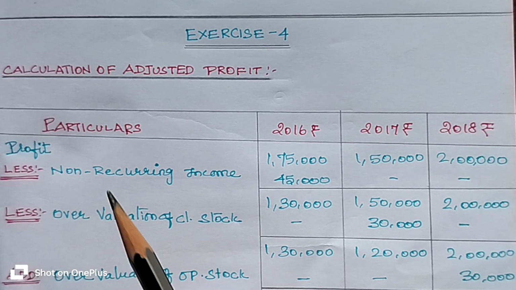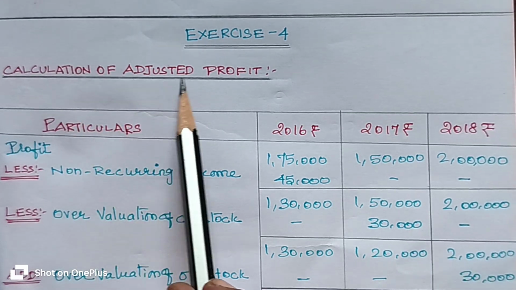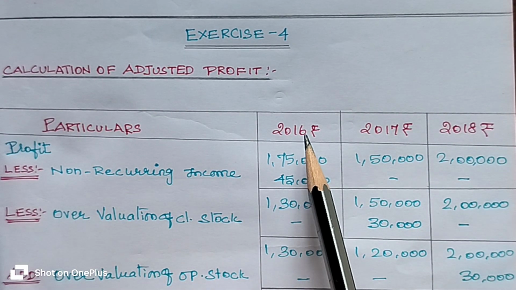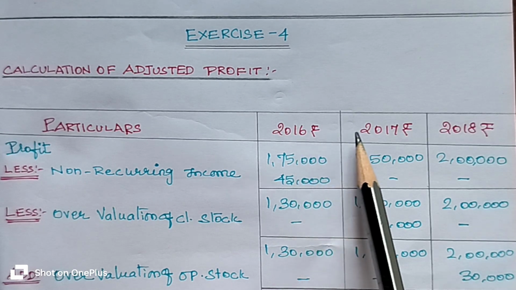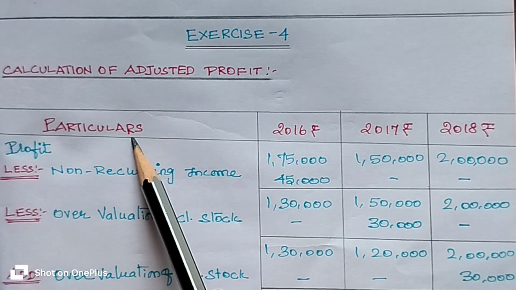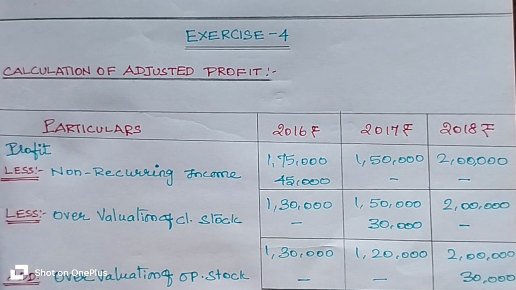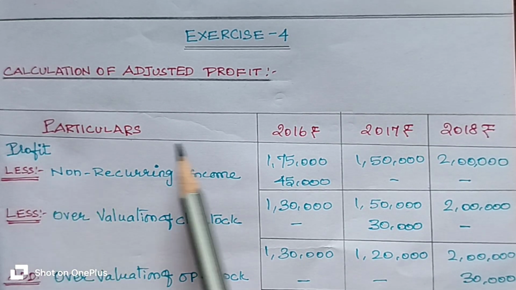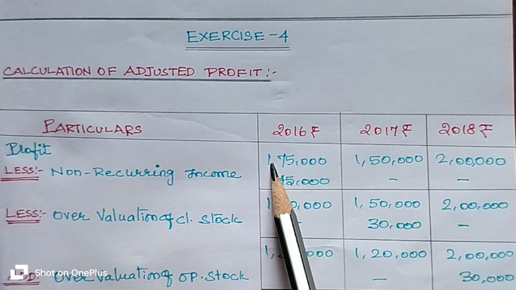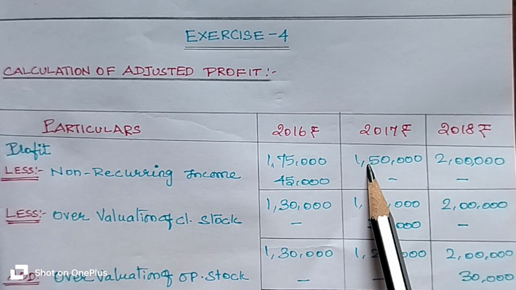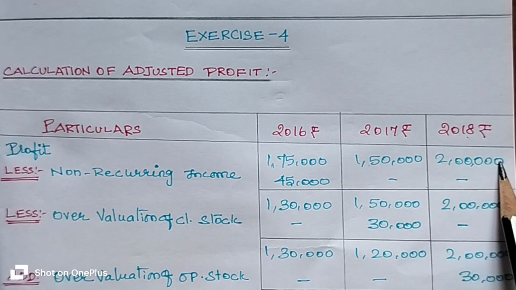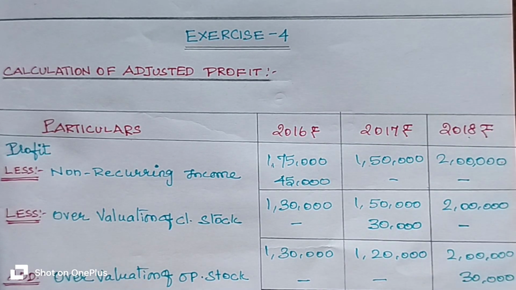First of all, we have to write the heading, that is calculation of the adjusted profit. Then we have to prepare the tabular column for the 3 years, that means 2016, 17, 18 and the particular column. From that first we have to enter profit. For 2016 the profit is 1,75,000, 2017 profit is 1,50,000 and 2018 profit is 2 lakh rupees respectively.